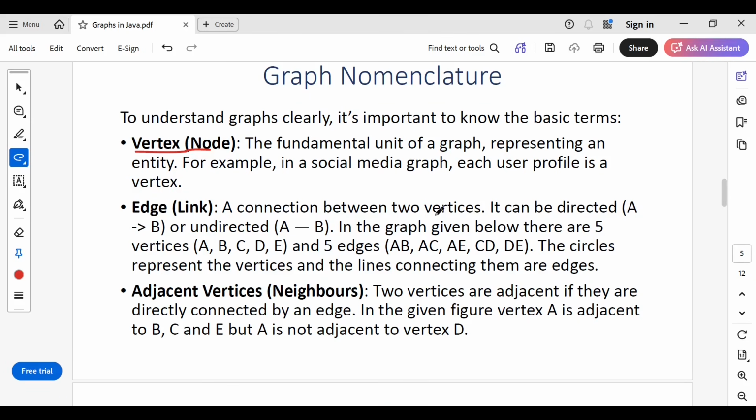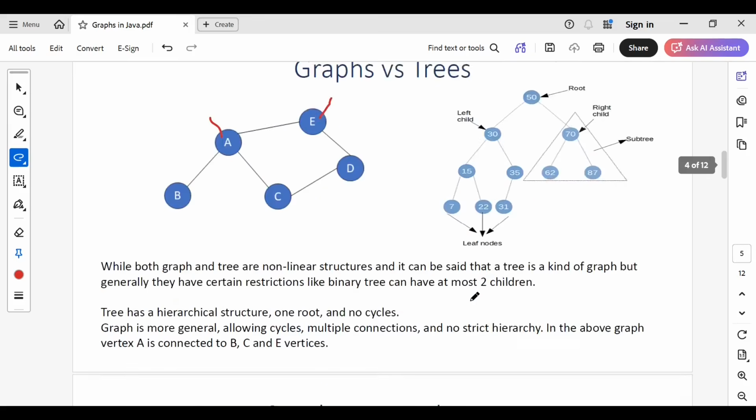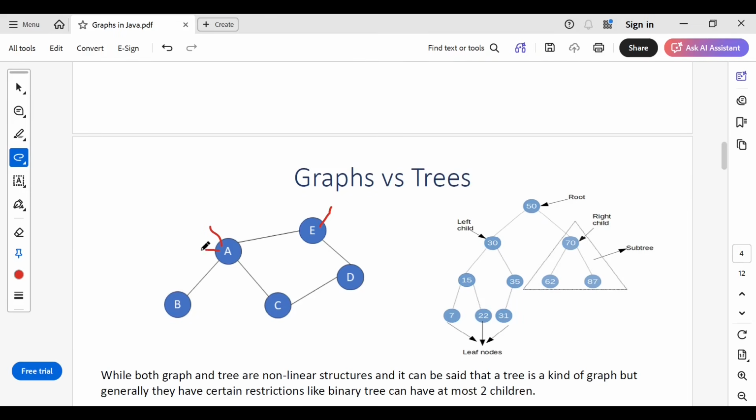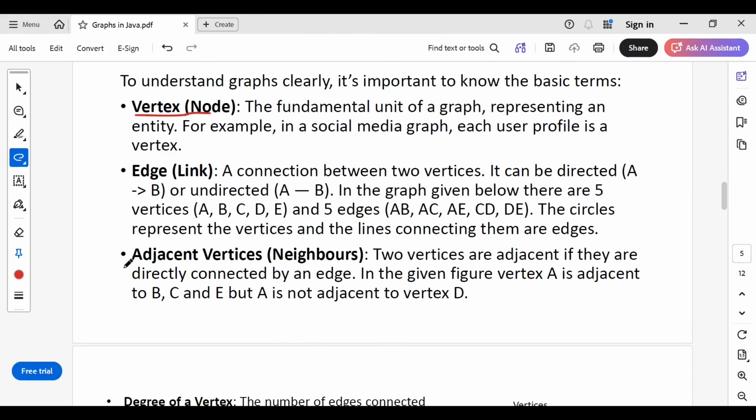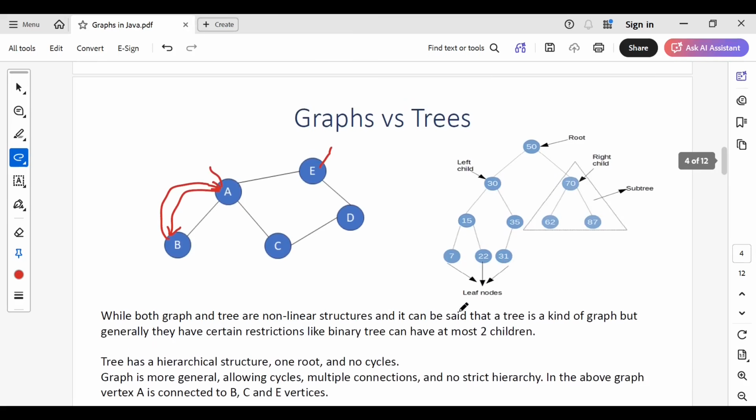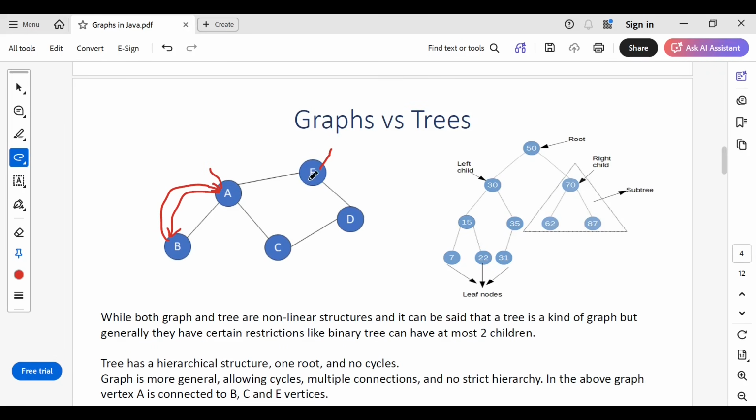Then we have a link between two vertices, that is called an edge. It can be directed or undirected. Here it is undirected, so you can go from A to B and you can go from B to A also. Both ways you can travel in this connection, A to B. Then you have adjacent vertices, which are neighbors. Two vertices are adjacent if they are directly connected by an edge. Here A is directly connected to E, C, and B. That means A is adjacent to C, B, and E, whereas B is only adjacent to A, correct?